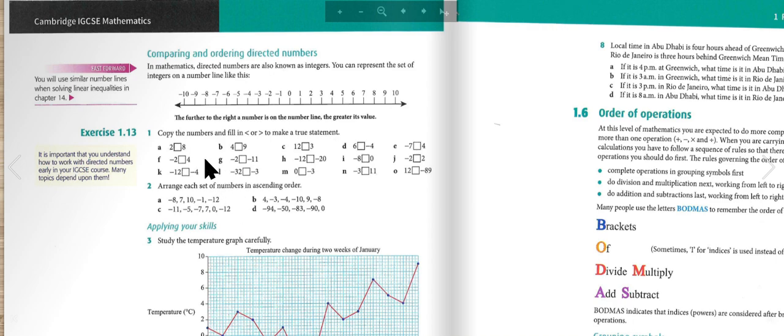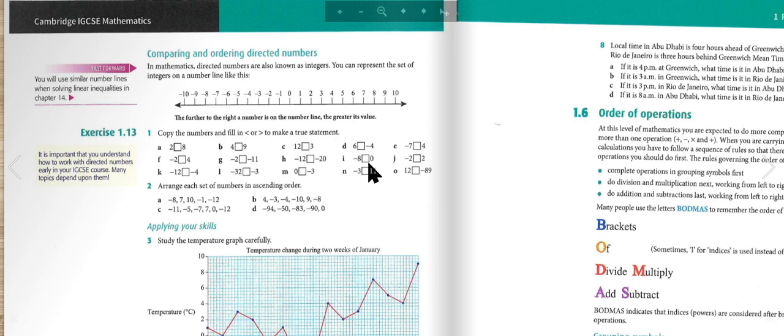So here are the answers. 2 is less than 8. 4 is less than 9. 12 is greater than 3. 6 is greater than -4. -7 is less than 4. -2 is less than 4. -2 is greater than -11. -12 is greater than -20.